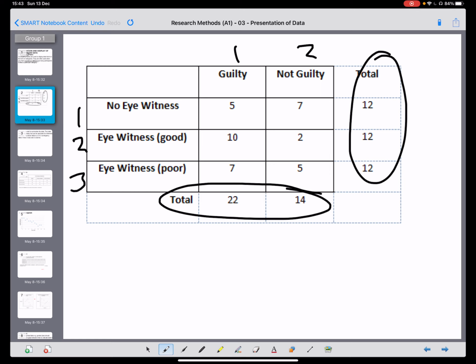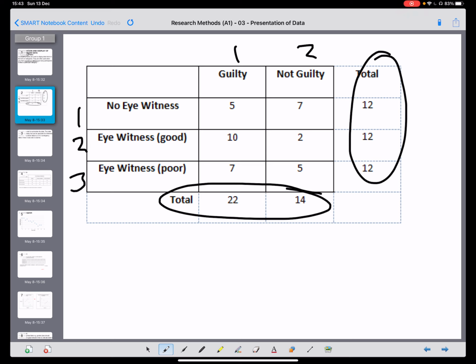And what we have here is a category of guilty or not guilty. So therefore you cannot be in both categories. So we could say that 5 people voted guilty and 7 people voted not guilty for the category of no eyewitness. We see that also down the left-hand side, we have 3 categories of no eyewitness, an eyewitness that is good, and an eyewitness that is poor or discredited.